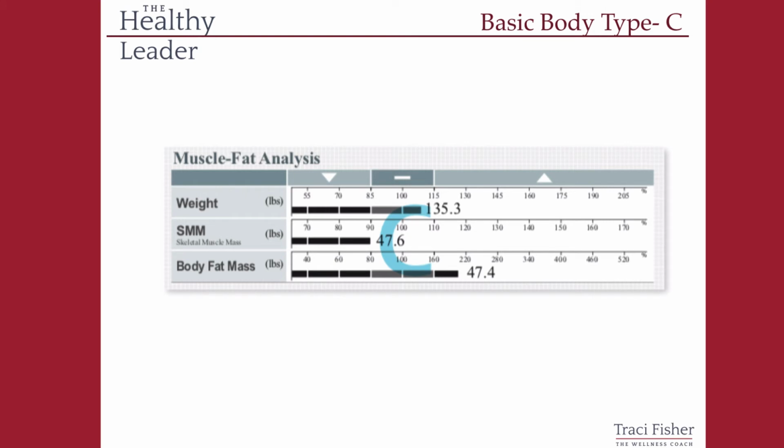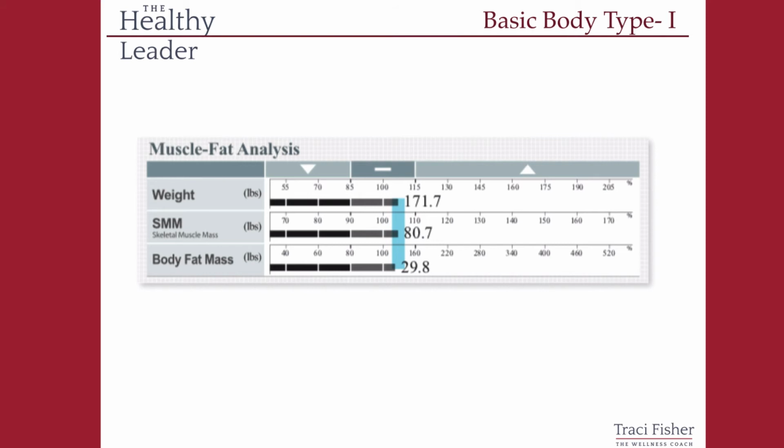A C-shaped individual has a shorter bar length for the skeletal muscle mass than for the weight and the body fat mass. Although this is really characteristic of someone who is overweight or even obese, you may see the shape in someone who is normal or even underweight as well. The I-shaped individual has a balanced body composition, meaning that their weight, skeletal muscle mass, and body fat mass bars roughly form a straight line. Although people with this body composition are often a healthy weight or body fat percentage, they can still have health risks if they have too much body fat.